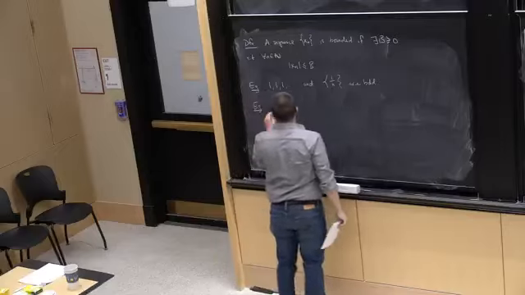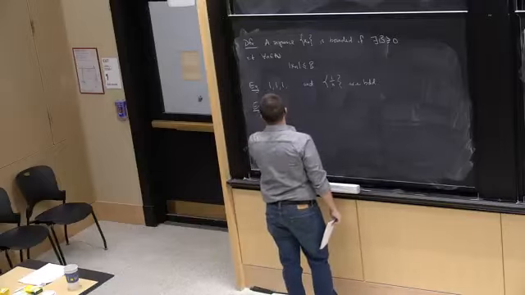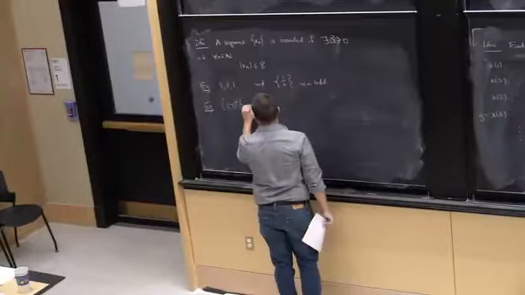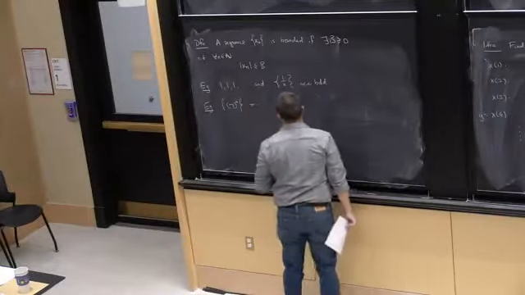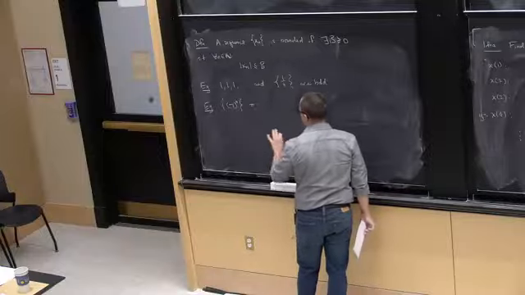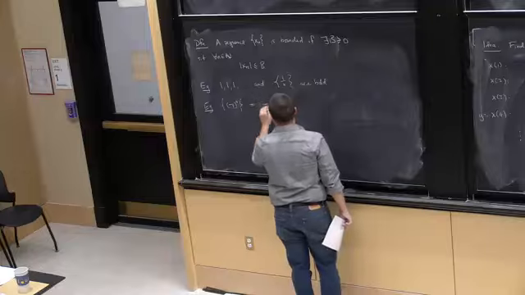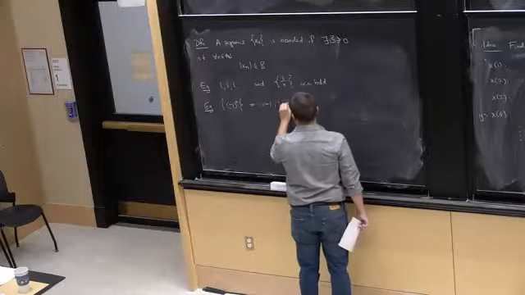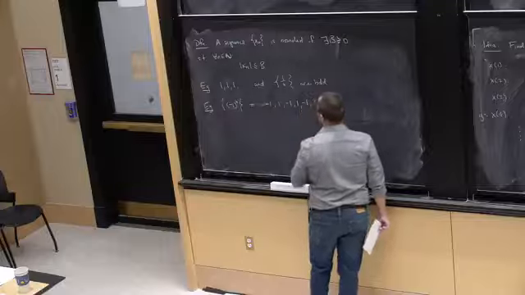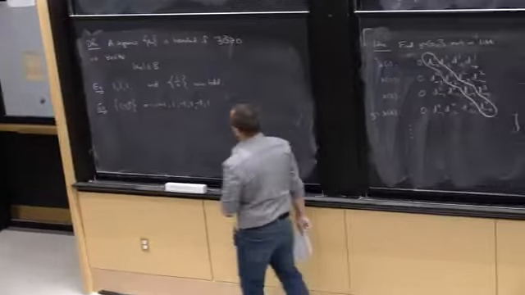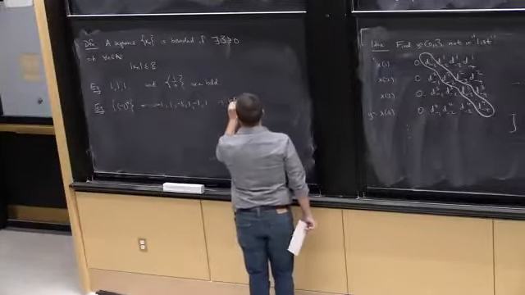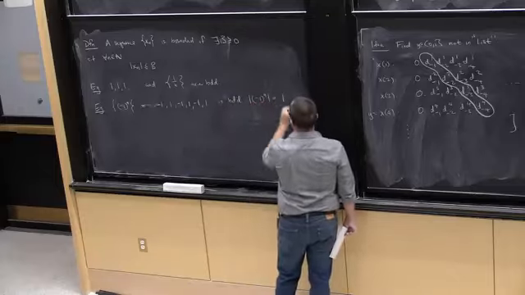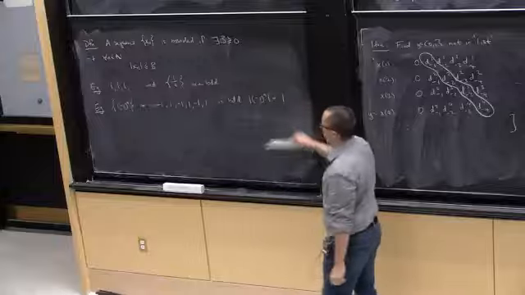Another example is the sequence written (-1) to the n. I'll write equals, although this doesn't mean anything, I'm just going to start listing the entries: -1, 1, -1, 1, -1, 1. This is also bounded because the absolute value of (-1) to the n is 1, so that's bounded by 1 for all n.